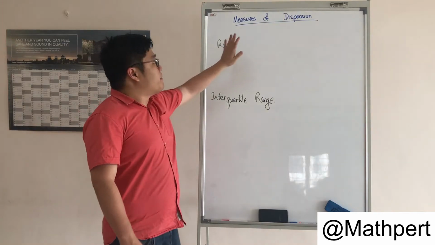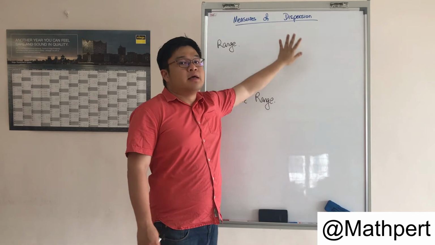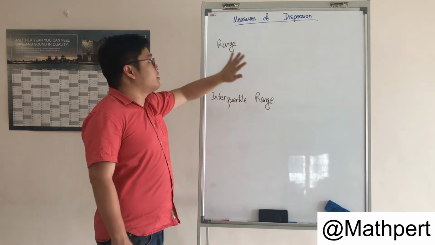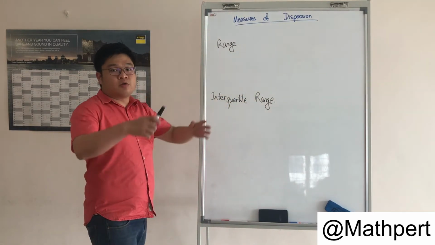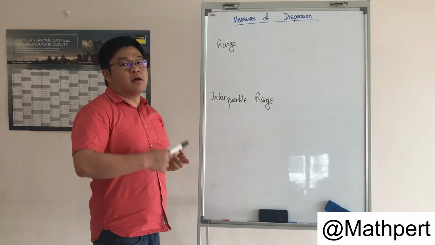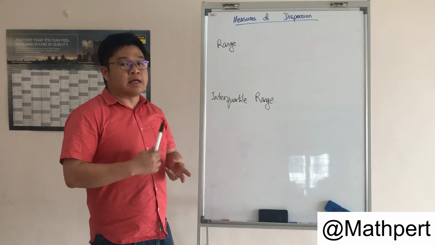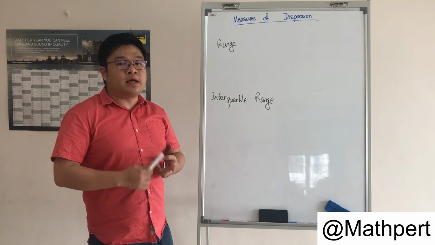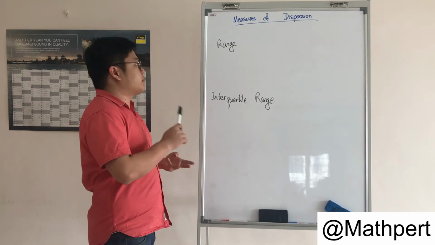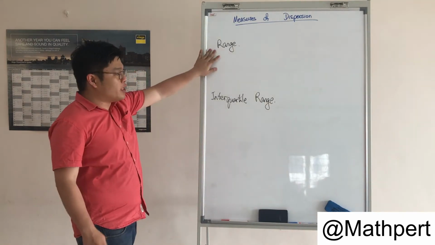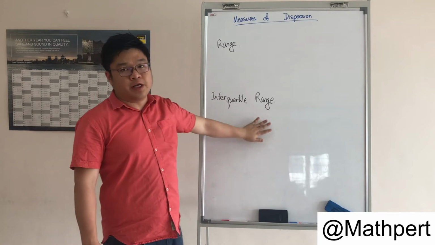Let's take a look at measures of dispersions. There are a few methods to measure dispersions. There are four. The first one is variance. The second one is standard deviation. These two we learned in the previous topic. And then the third and fourth ones will be range and interquartile range.